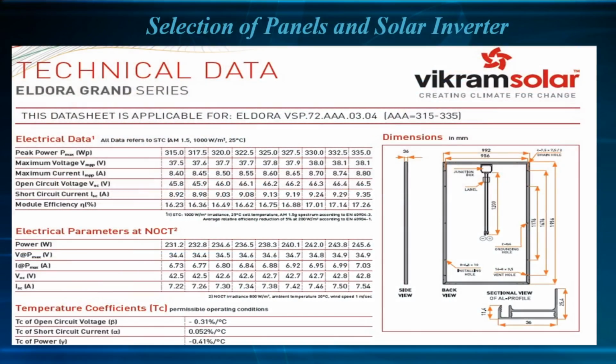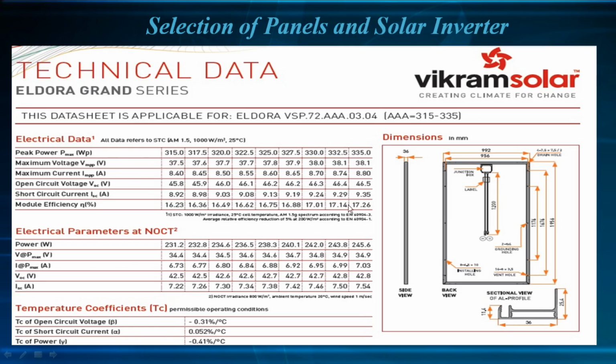Basically, when we select any kind of solar panel, we have to check what maximum peak capacity the solar panel has. Also, we have to check what maximum voltage and what maximum current the solar panel is creating. In the market, there are a number of manufacturers providing solar panels, out of which for this case study we have selected the Vikram solar panel, typically of 315 watt peak.